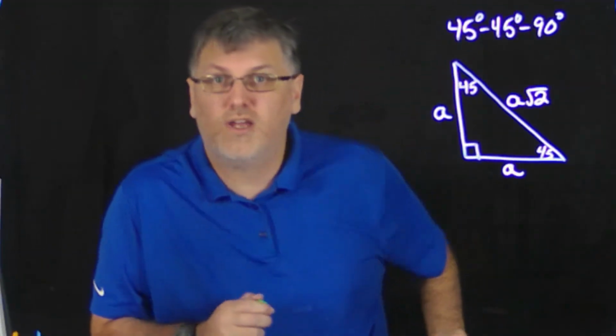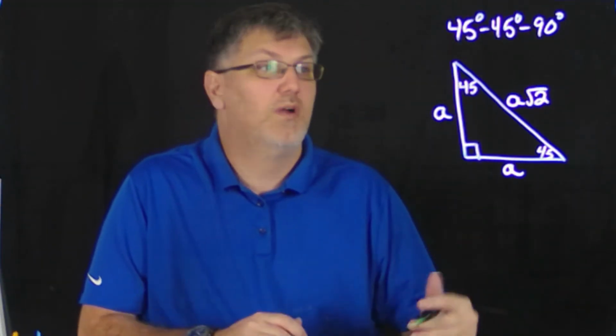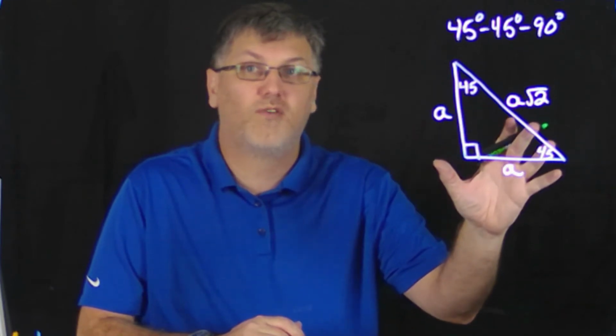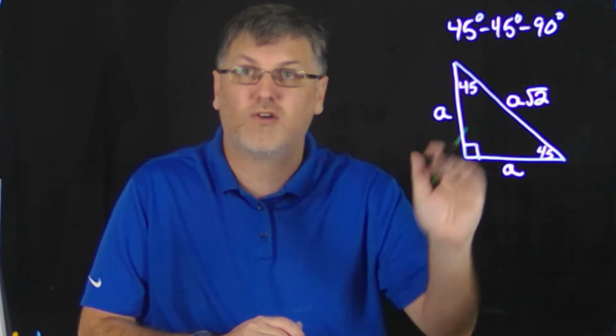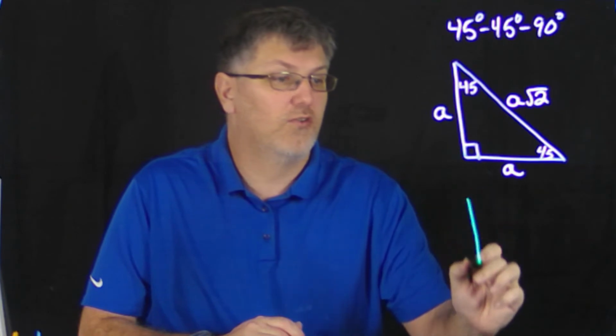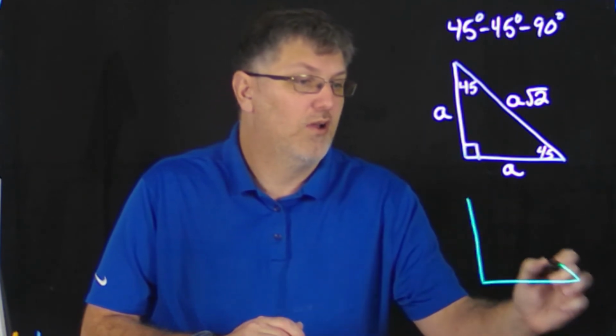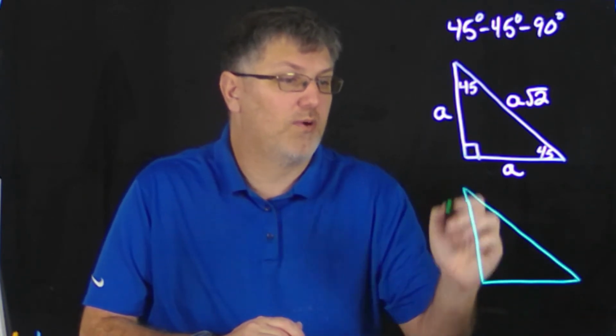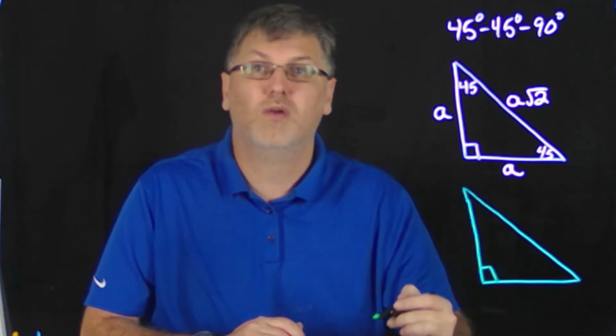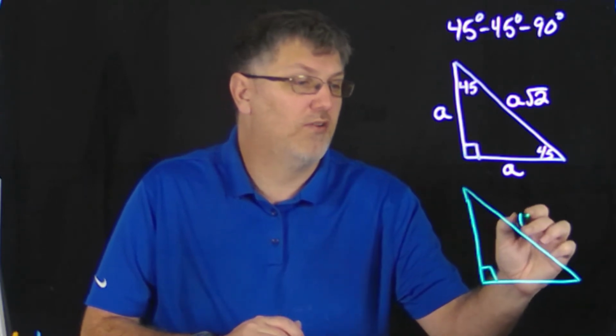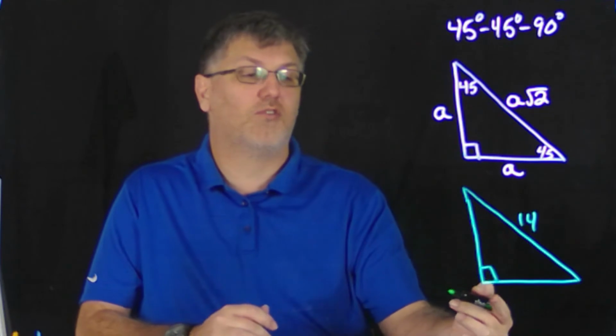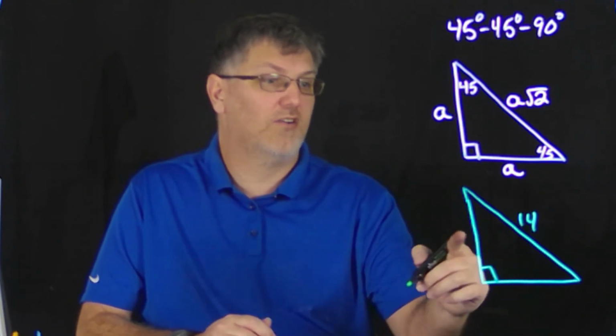All right, so let's go ahead and start. Let's do an example. So we still have our 45, 45, 90 depiction right up here. But what we're actually going to do is an example here. In this case, it's going to be the hardest possible example that I could give you. I'm going to say the hypotenuse is 14, and I want to find my side lengths here and here.